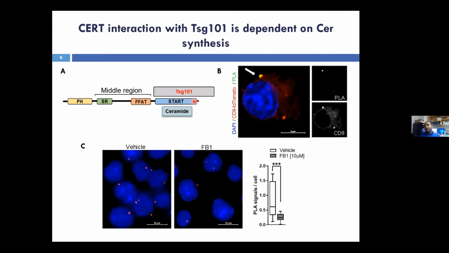And since we found that the interaction of CERT was through the START domain, which binds ceramide, we thought to test if ceramide is regulating this interaction. To do that, we depleted cells of ceramide synthesis by using FP101, and we counted the PLA positive cells, the PLA positive per cell, and we found that they were reduced. So this means that CERT forms a complex with TSG101, potentially in the MVE, and this is regulated by ceramide.